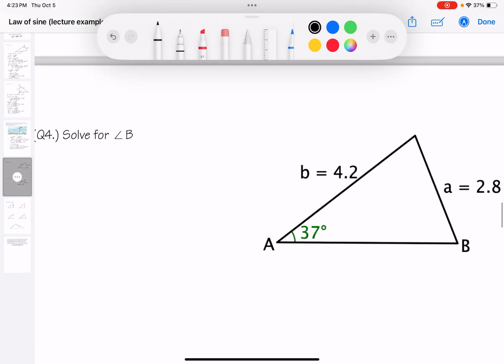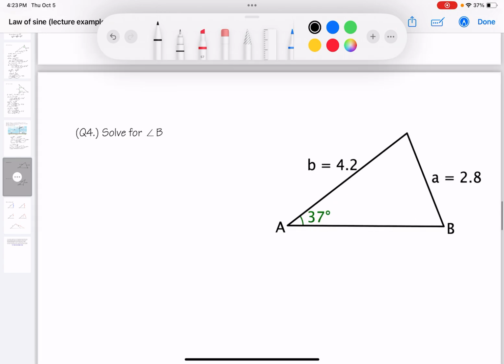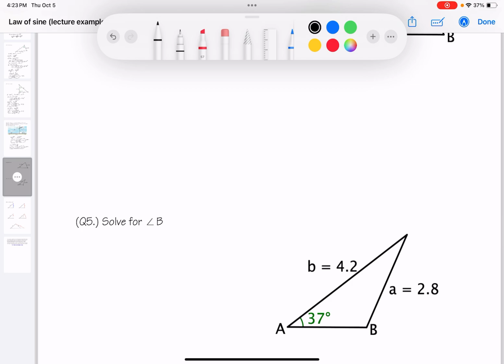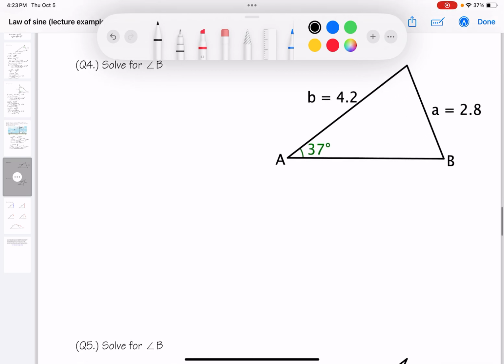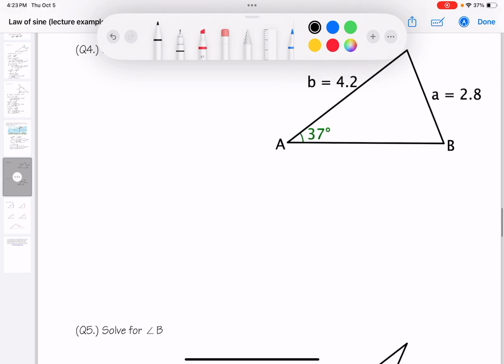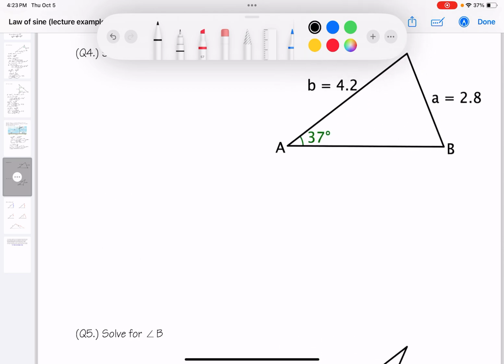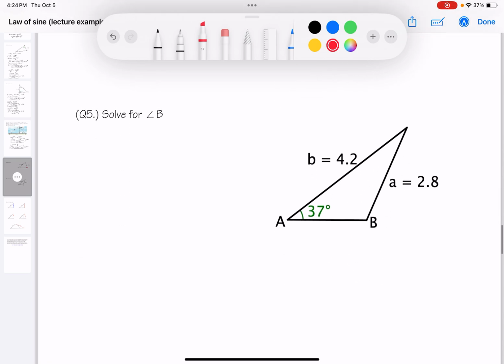Let's keep moving. And question 4, I want to point out, if you're looking at question 4 and question 5, there's some similarities between the two. It's really the same set of numbers. Like you have the A is 37 degrees, B is 4.2, and the A is 2.8 in both cases. My gut feeling, though, if your eyes are open, you probably should realize something about the angle B, which is being requested here. So the angle B here being requested is certainly less than 90 degrees, all right? And the angle B over here that's being requested is greater than 90 degrees.